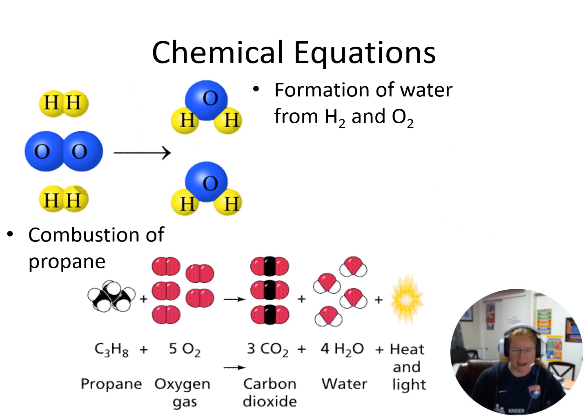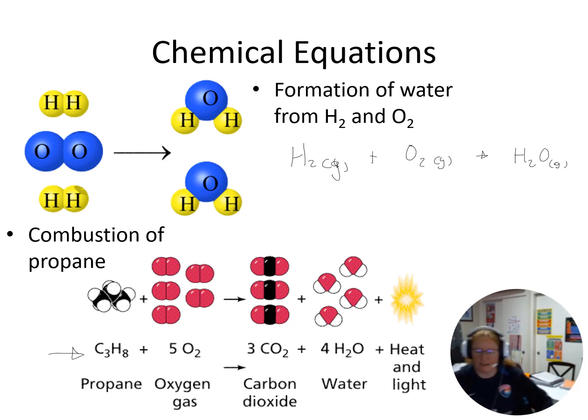Down here I have another combustion reaction. This one's propane. If you have a propane tank, when it undergoes combustion, we get this reaction right here, and it is balanced. Water is formed from hydrogen and oxygen, so I would have some hydrogen gas, I'd have oxygen gas, and I would get water. Usually it's done at a high heat, so initially it's going to be water vapor, and then you can condense it down into liquid water.